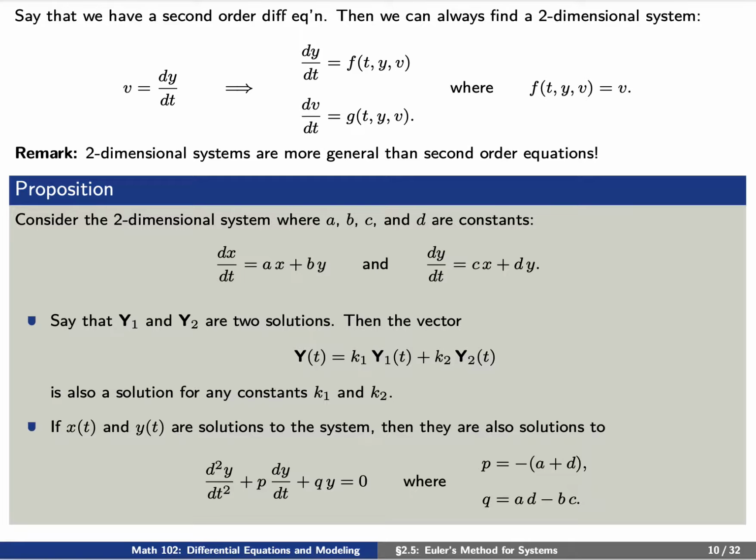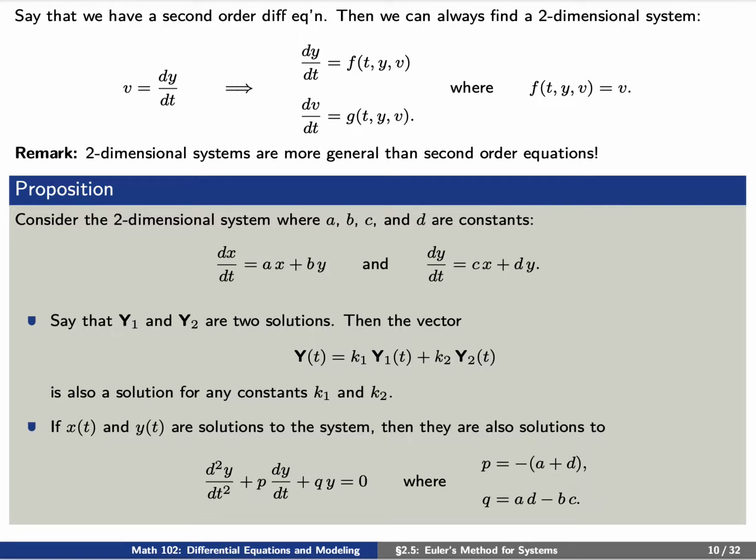We realize that if we're given a second-order differential equation, we can always express this as a two-dimensional system of first-order equations. This means that two-dimensional systems are more general than second-order differential equations. But there are some times when a two-dimensional system can be expressed in terms of a second-order differential equation. Let's consider that two-dimensional system in terms of constants a, b, c, and d that is in the form dx/dt equals a times x plus b times y, and dy/dt equals c times x plus d times y.